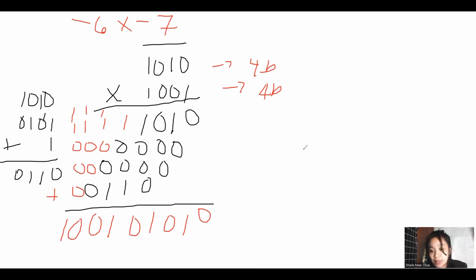So we just need 8-bit because the addition of 4-bit plus 4-bit is just 8-bit. So 1, 2, 3, 4, 5, 6, 7, 8. So we will cancel the 1 here. So our final answer will become 0, 0, 1, 0, 1, 0, 1, 0.